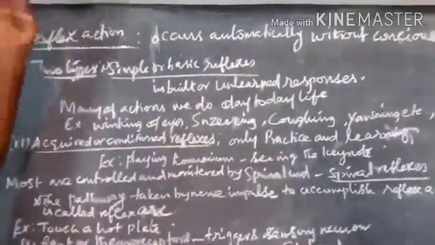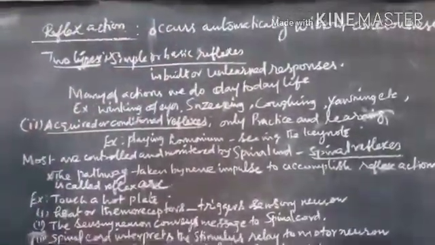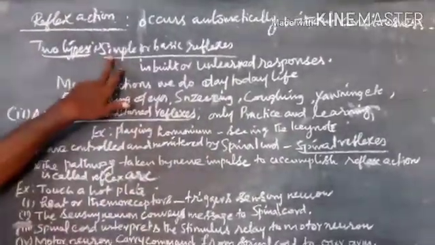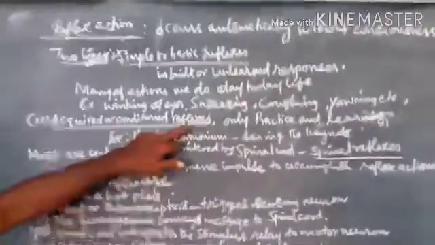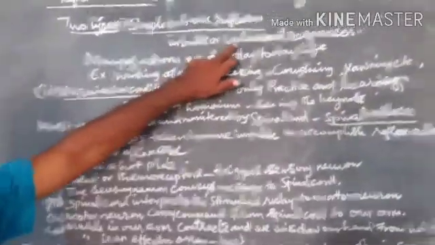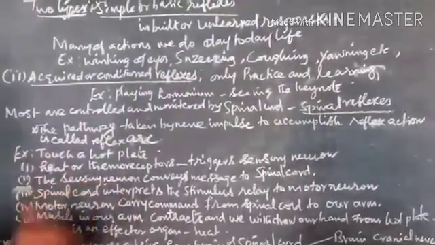Then the next one is reflex without consciousness, an action that happens without our awareness, called in Tamil அனிச்சை செயல். It is of two types: simple or basic reflexes, and acquired or conditioned reflexes. Simple or basic reflexes are inbuilt or unlearned responses that happen without our awareness.